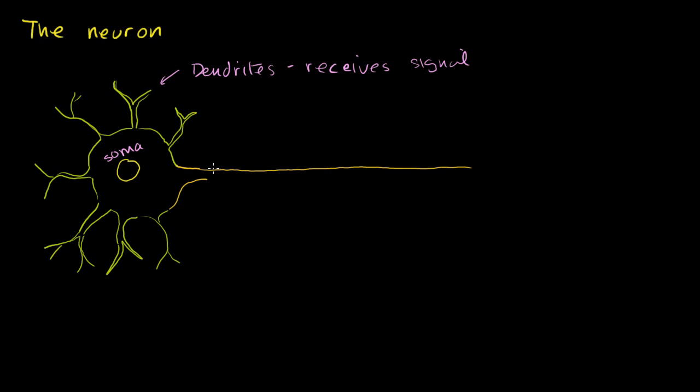And at the end, it ends at the axon terminal, where it can connect to other dendrites or maybe to other types of tissue or muscle, if the point of this neuron is to tell a muscle to do something. So at the end of the axon, you have the axon terminal right there. Do my best to draw it. It's like that. Let me label it. So this is the axon. This is the axon terminal.